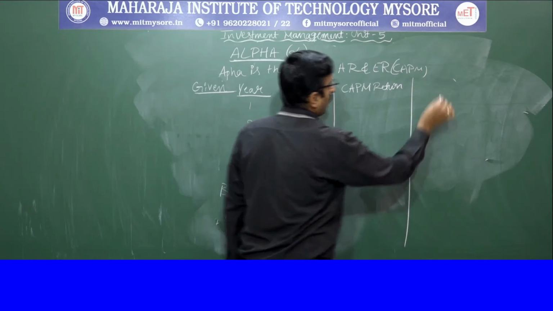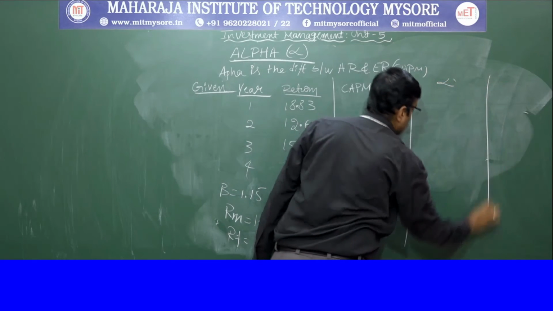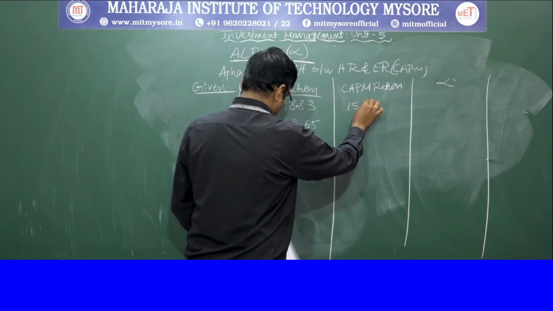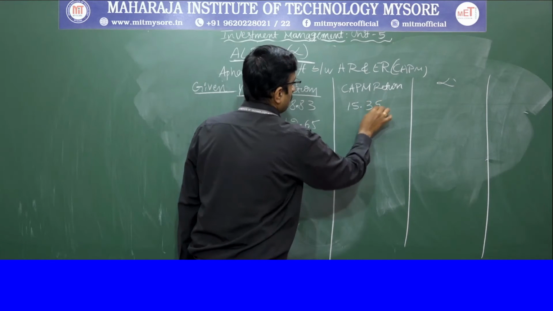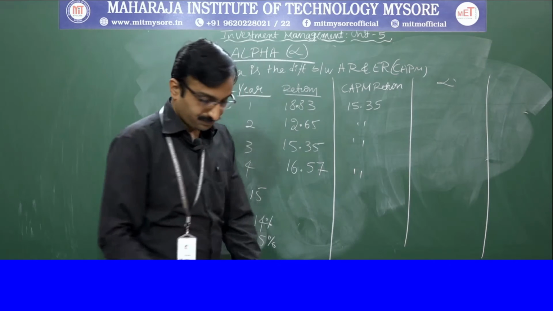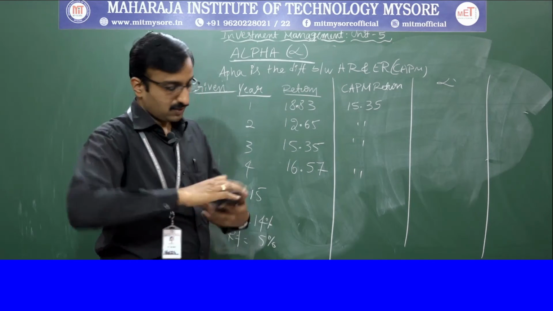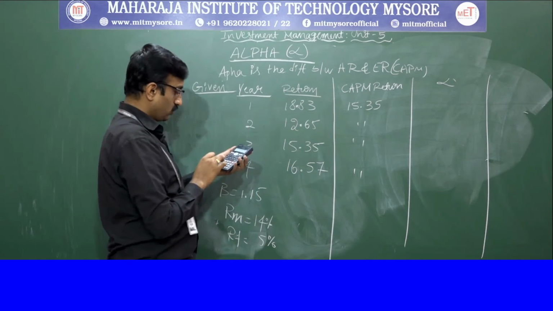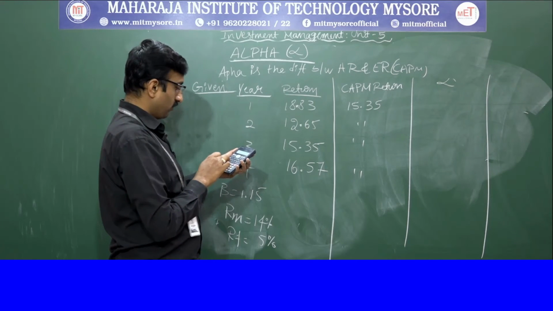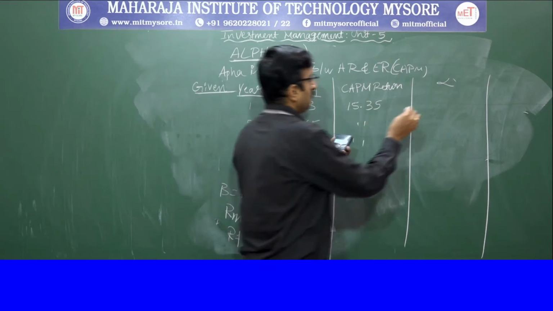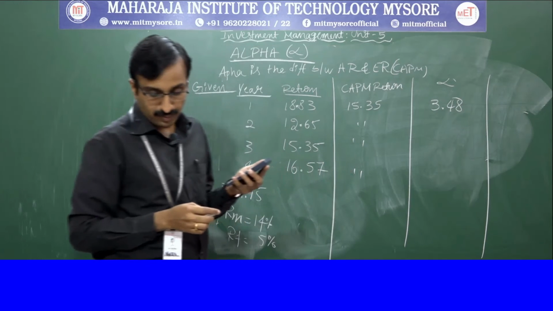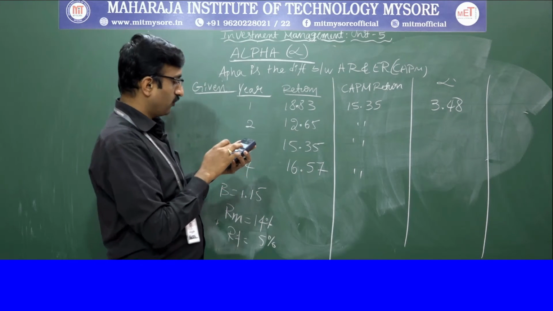Then you can go for calculation of alpha. Okay, CAPM return how much? It is 15 point, we got 35. So it is common to all. Okay. So, difference between these two, 18.83 minus 15.35. So, you will get 3.48. Alpha is 3.48.